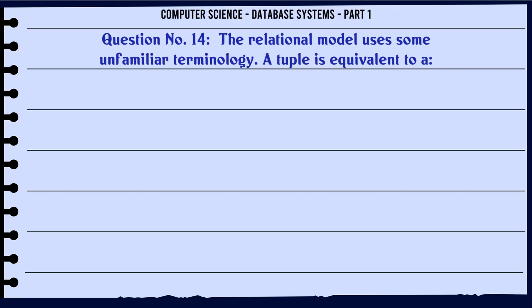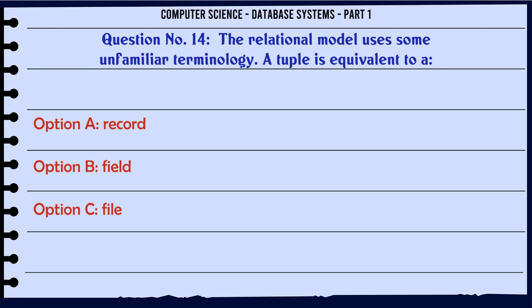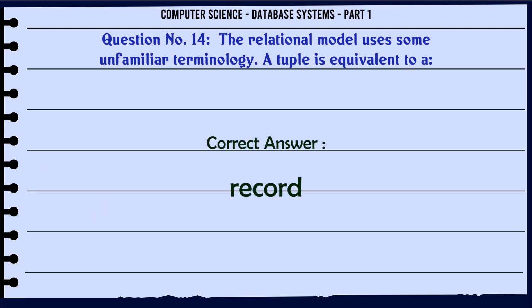The relational model uses some unfamiliar terminology. A tuple is equivalent to A. Record. B. Field. C. File. D. Database. The correct answer is record.